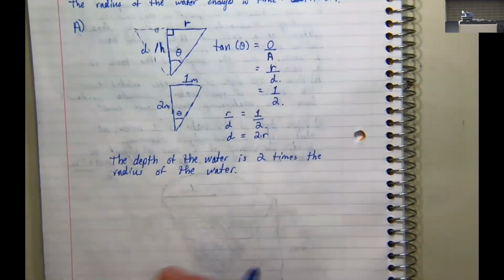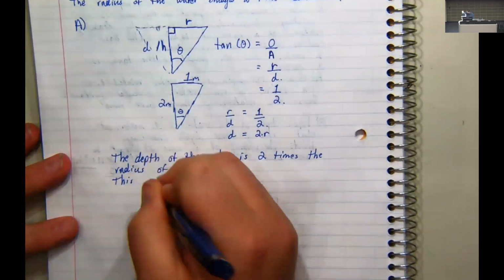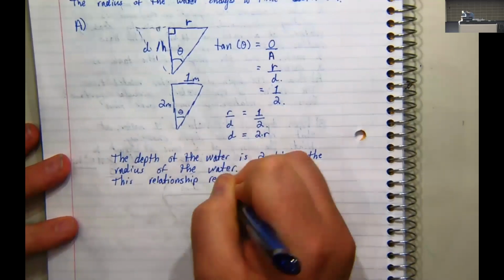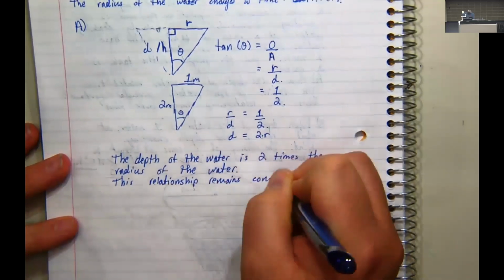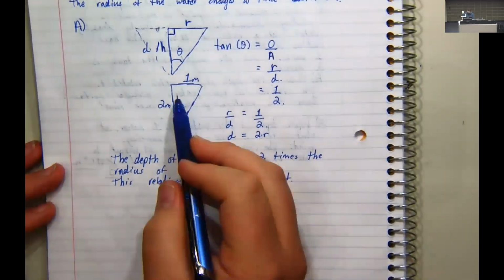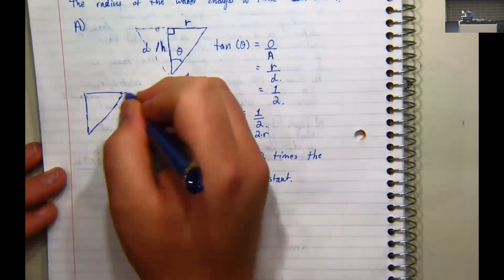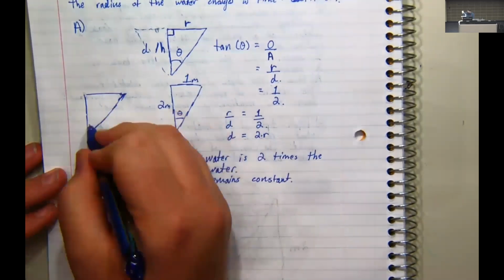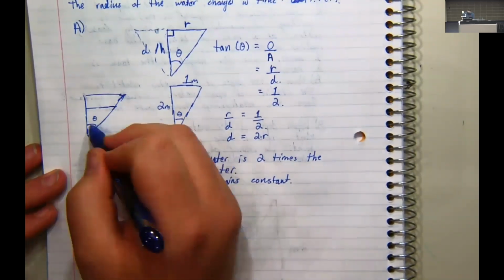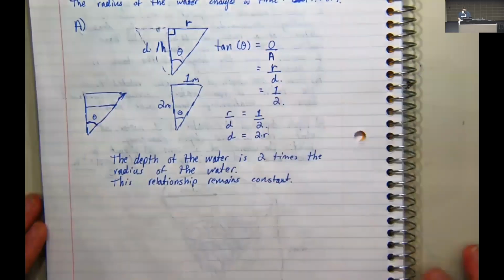And this relationship remains constant. That's because if you were to see this go down, so let's say we had our full triangle, and there's this theta. If the water comes down, it's now here. And so the radius has changed, and the height has changed, but the angle has remained the same. So that's why we can use this tan here.